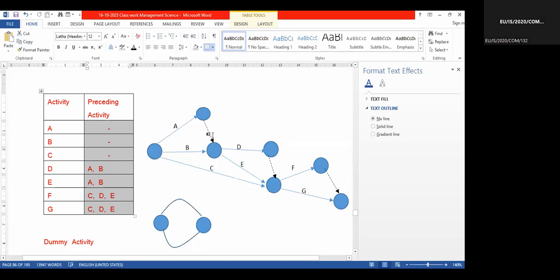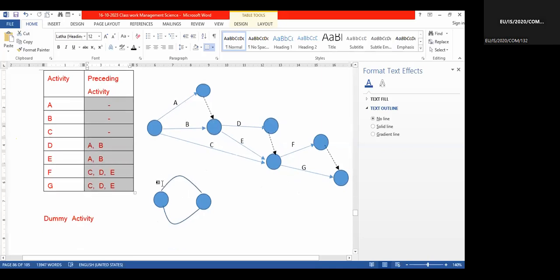Why do I have to use the dummy here? Normally I cannot connect it like this with a bended line. So to denote it, I am using a dummy. In this circle, A and B are connecting at this point, then D is coming. And again, A and B, E also coming.